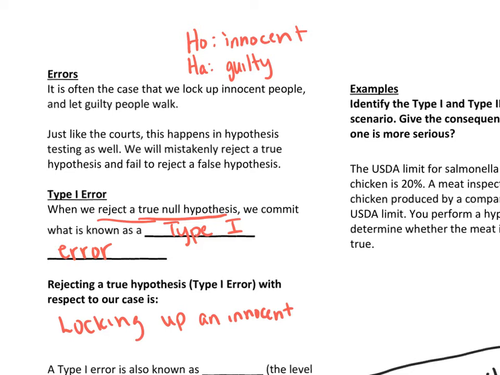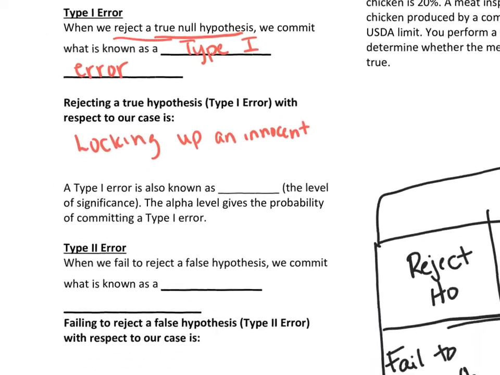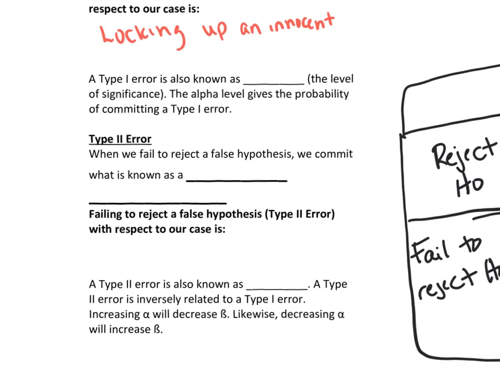It's rejecting a true null. So that means that in order to do that, this null has to be true. If you reject it, you've committed a type 1 error, which means you made an error. And the nice thing about a type 1 error is that we give it a special name. And that type 1 error is actually this alpha, or the level of significance that we set earlier. So when you're setting that 5% significance level, what you're saying is that I'm okay with locking up an innocent person 5% of the time.